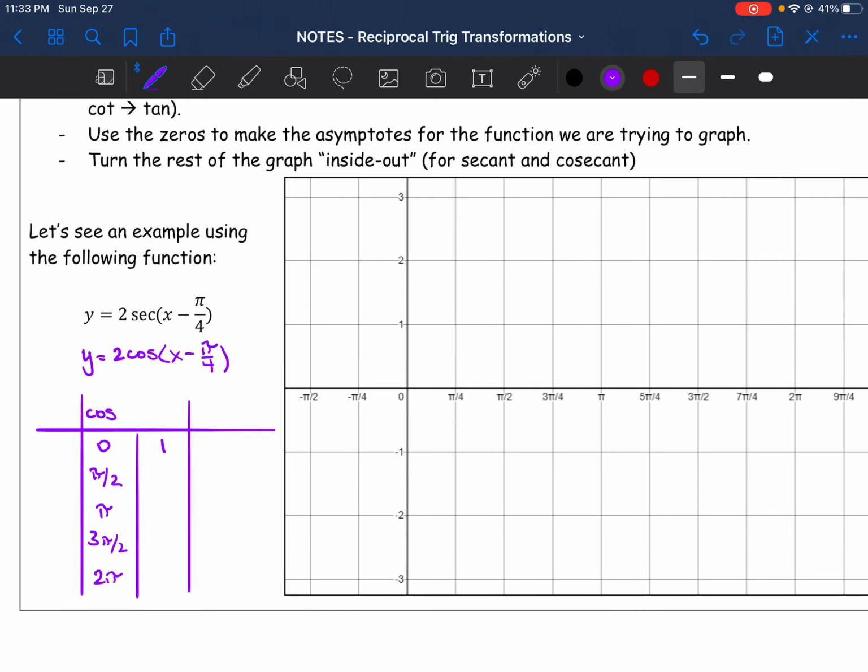At pi over 2, the cosine is 0. At pi, the cosine is negative 1. At 3 pi over 2, the cosine is 0. And at 2 pi, the cosine is positive 1. So this is for the parent function of cosine.